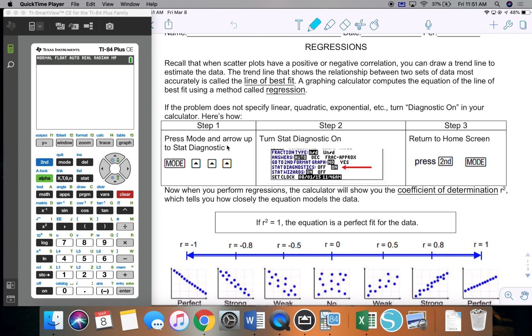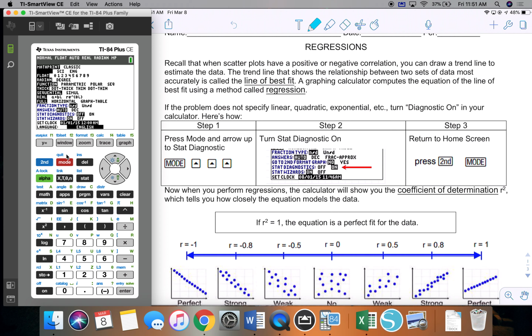Here's how you do it. These steps are here. We've done this before. Click mode on the top middle and go up, up, up. It takes you to the stat diagnostics option. We need to scroll over so that on is highlighted and click enter. It needs to look like this. That's step 2. Then to return to the home screen, we click second mode to quit.